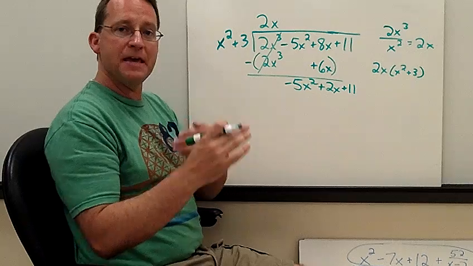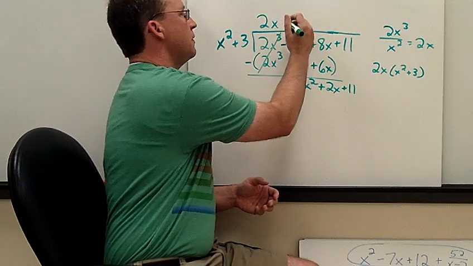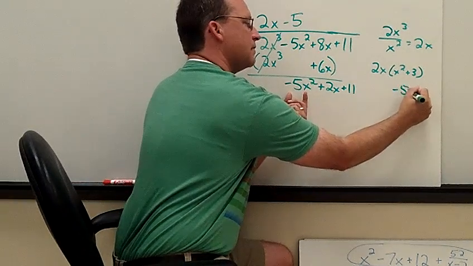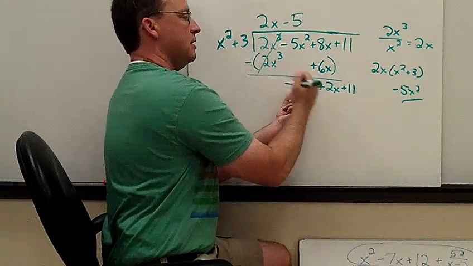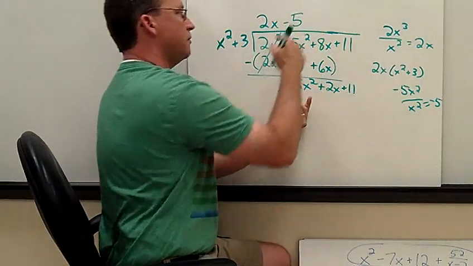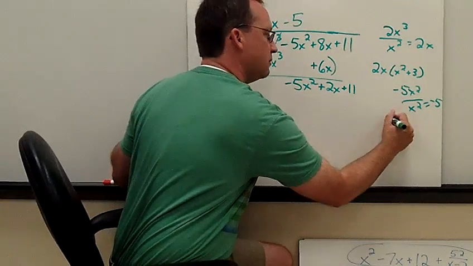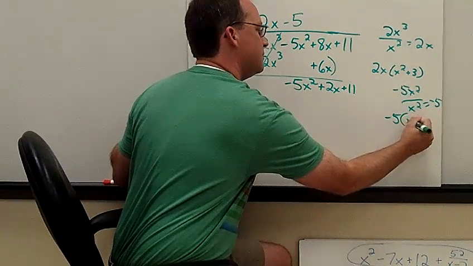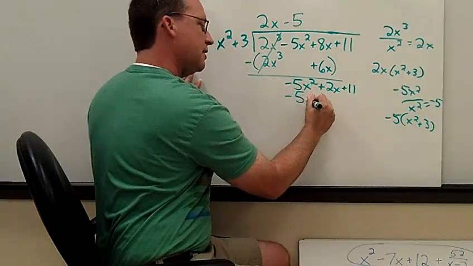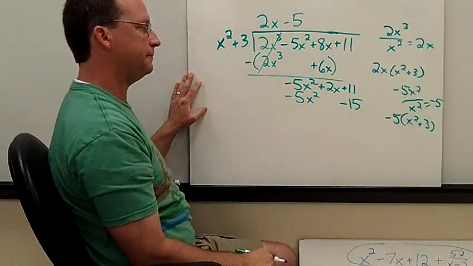And then our next steps are repeat this x squared going into negative 5x squared. Well, that's going to go in there negative 5 times. Again, what I'm thinking about is what's negative 5x squared divided by x squared. All right, and that would be negative 5, which is part of our answer. We multiply again. So we're going to do negative 5 times this expression. We're going to do negative 5 times x squared plus 3. Well, that's going to be negative 5x squared and then a negative 15, like that.